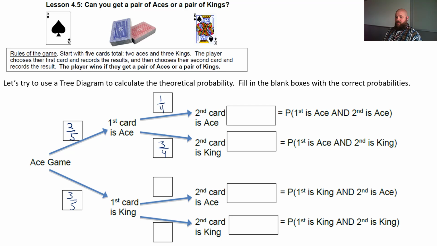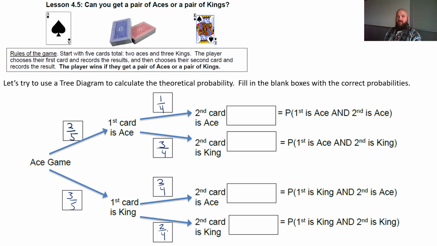Let's go down here with the kings. Again, we drew our first card as a king. So as before, there's 1 card gone, so we still have 4 cards in the stack. And now it's saying the second card is an ace. If we do that, we have 2 aces in the stack of 4, so we have 2 aces and 2 kings. You have a 2 out of 4 chance of drawing the second card as an ace. And again, we still have 2 kings in that 4, just like we had 2 aces. So if we were to draw a king for our second card, that would also be a 2 out of 4 chance.